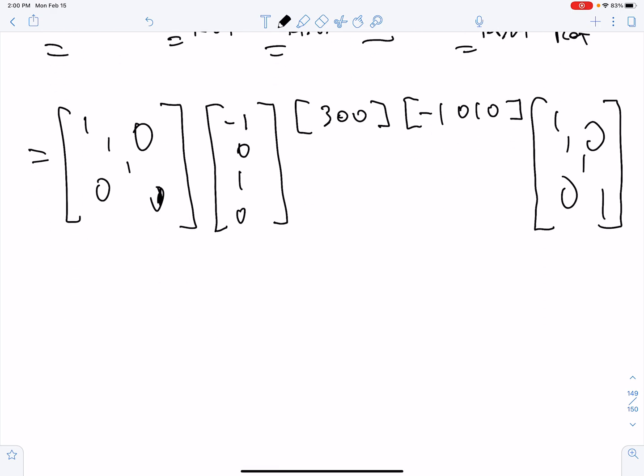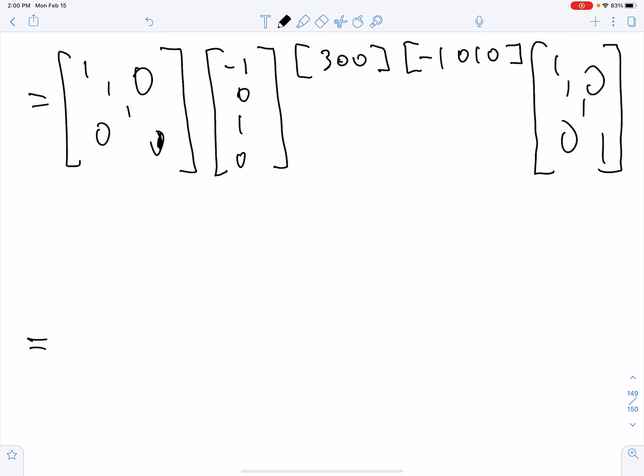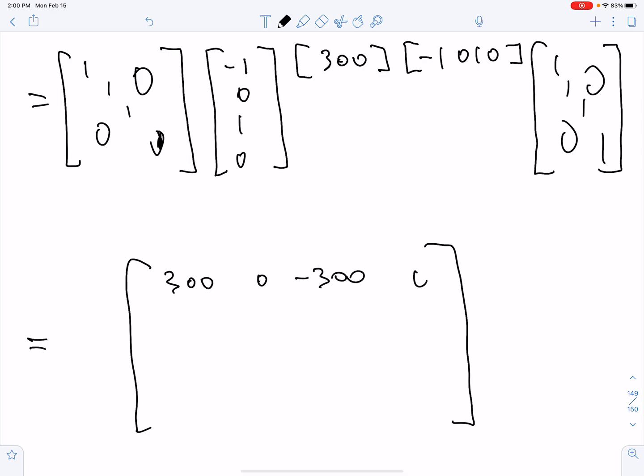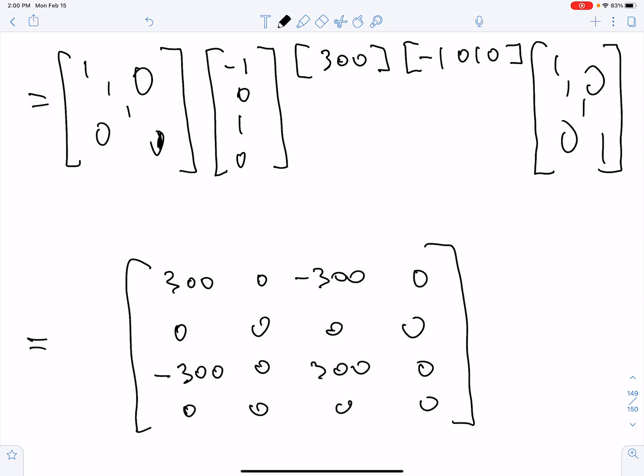Okay. So if you carry out this product, you find that the matrix equals 300, 0, negative 300, 0, 0, 0, 0, 0, negative 300, 0, 300, 0, and then zeros here. Okay. So in fact, as you expect, a symmetric 4x4 matrix.